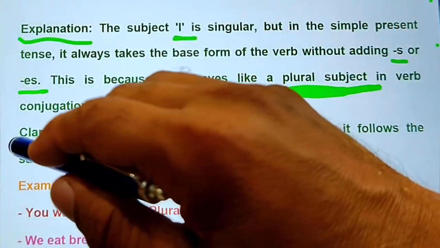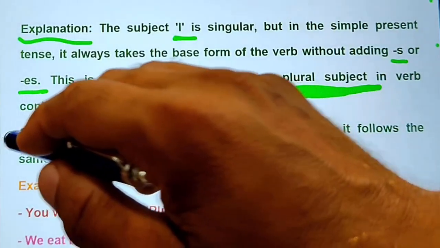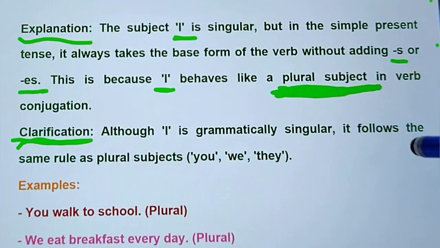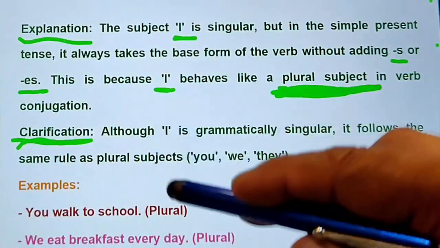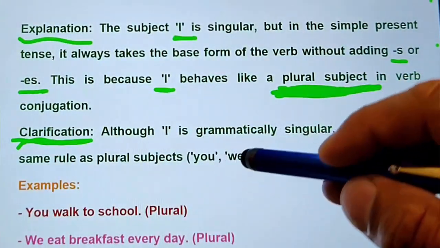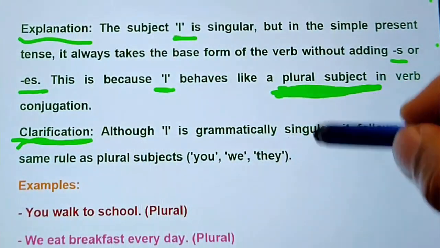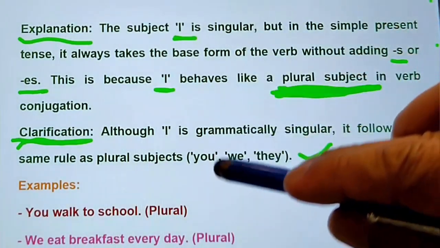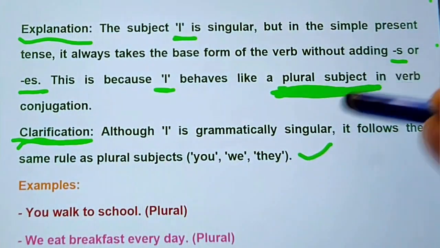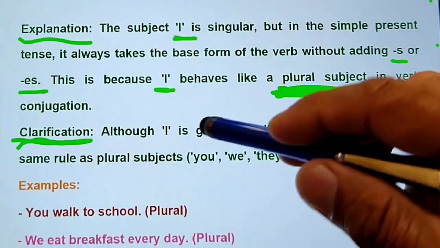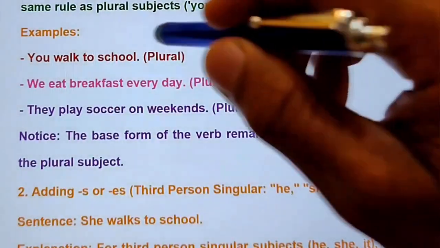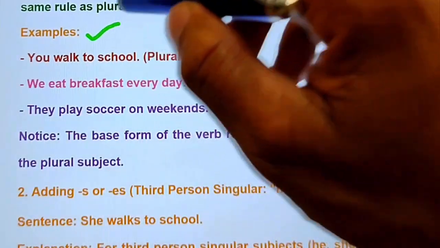We have further clarification here. Although "I" is grammatically singular, it follows the same rule as plural subjects: you, we, they. So it behaves like a plural subject in verb conjugation, like you, we, and they. Let's have some more examples here.